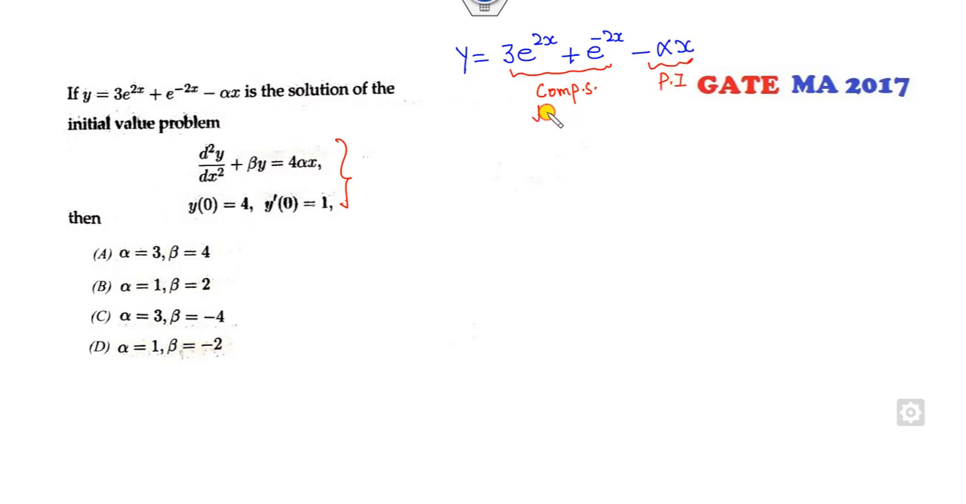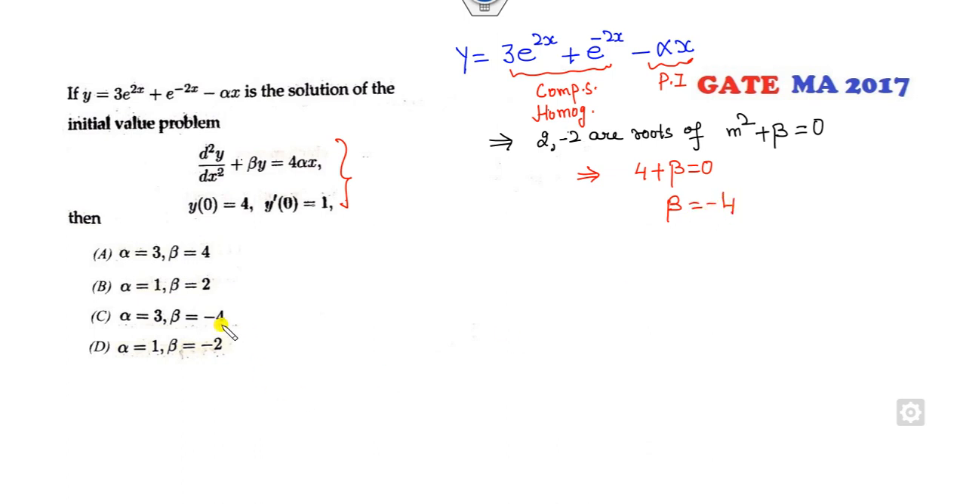That means this is the solution corresponding to the homogeneous part. What does it mean? If this is a solution corresponding to the homogeneous part, it means 2 and minus 2 are the roots of the homogeneous equation, like m square plus beta. So if I substitute here, 4 plus beta will be 0. So beta will be minus 4. So this is the only right answer of this problem.